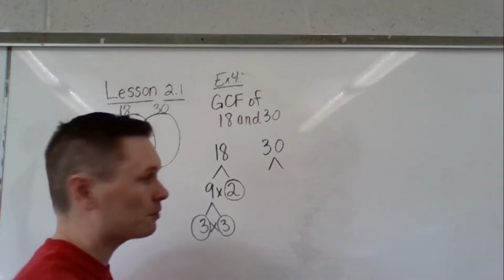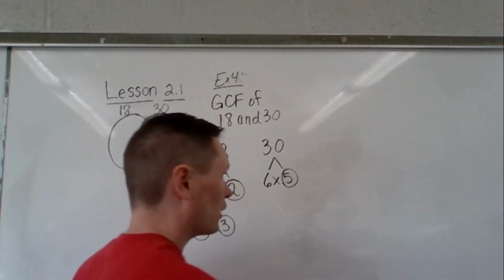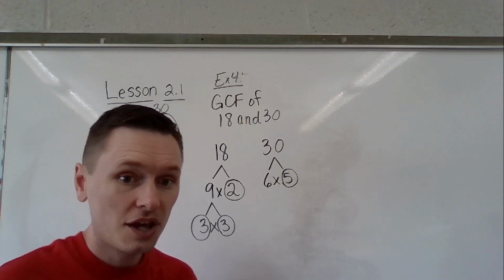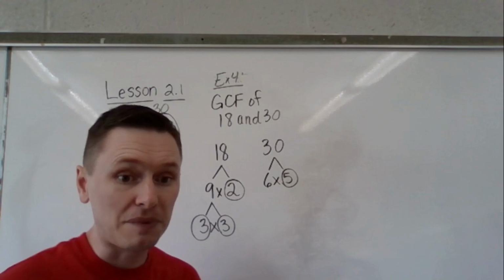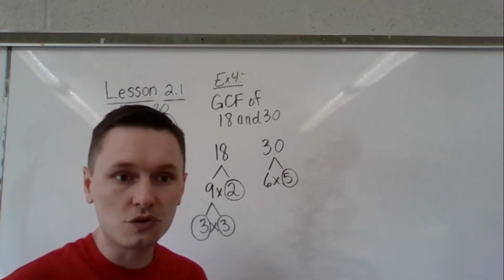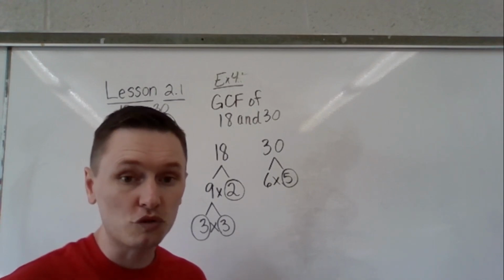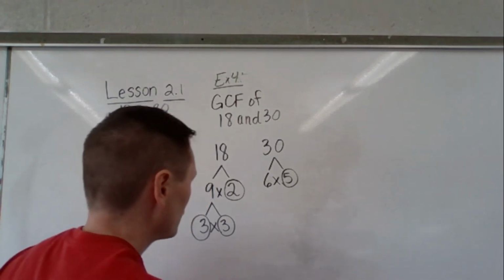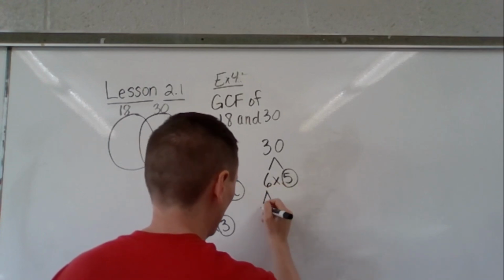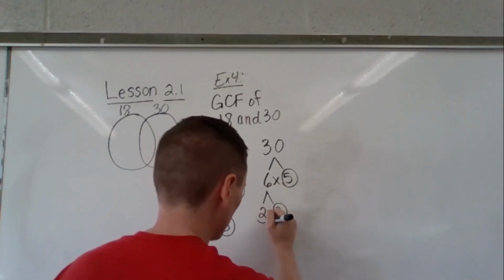Now 30. I'm going to break 30 down into 6 times 5. And again, if you thought of 3 times 10 or 2 times 15, totally okay. I just try to think of math facts that are most common for me and for you guys. Normally most people, when asked for math facts that equal 30, think of 6 times 5. So 5 is prime, which is why I circled it. And then I have 2 times 3, and both of these are circled.